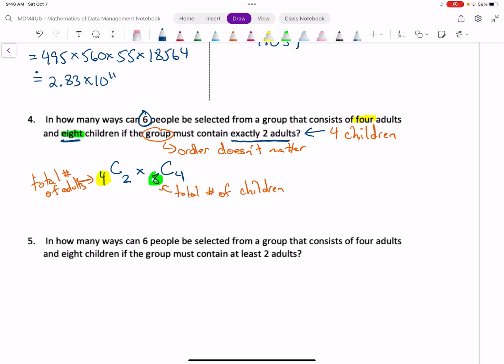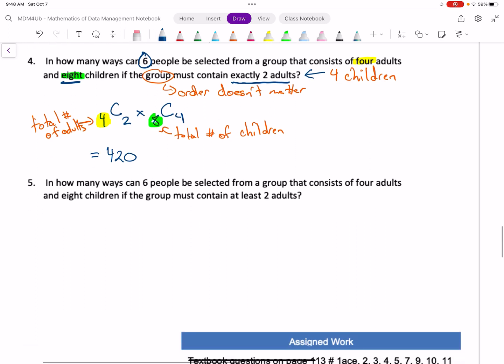And so again, you can just punch this in, and if you want to, you can jump right to the final answer, which becomes 420. So that's the number of different ways I can have that group. The next one is slightly more challenging. It says, how many ways can 6 people be selected from a group that consists of 4 adults and 8 children if the group must contain at least 2 adults?